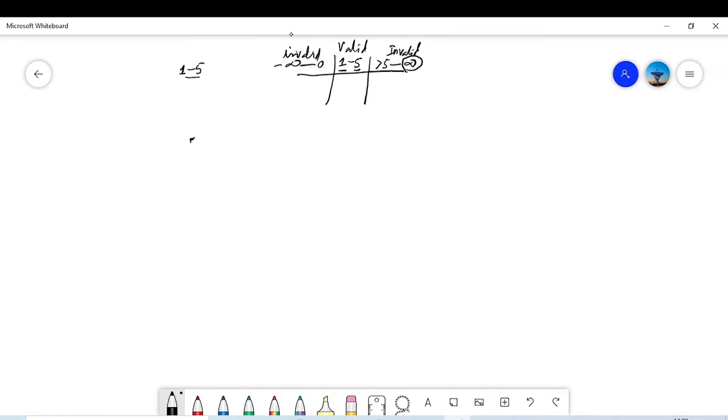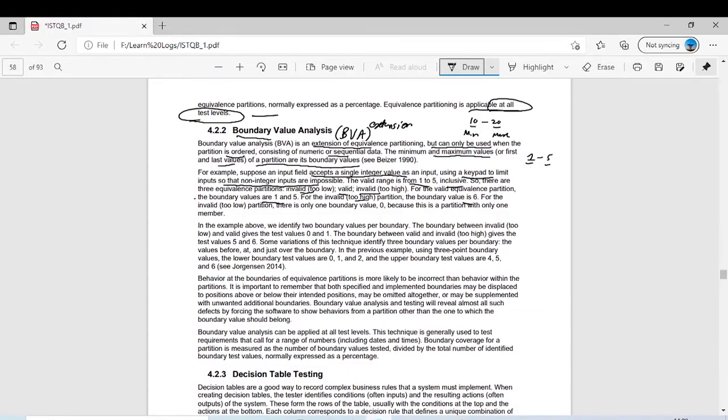Greater than 5, or let's say equal to 6 as well, both are possible. So in this invalid class the boundary value is 6, and in the other invalid class the known boundary value is 0, because minus infinity we don't know how far it can go. For the invalid too low partition there is only one boundary value, which is 0, because this is a partition with only one member. We can also take minus infinity, but here they are suggesting it's only one value.